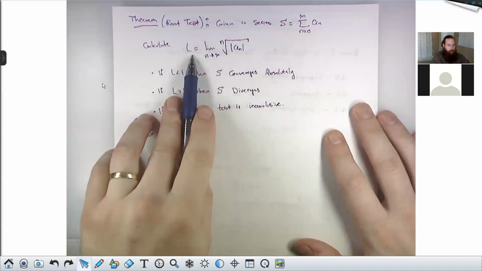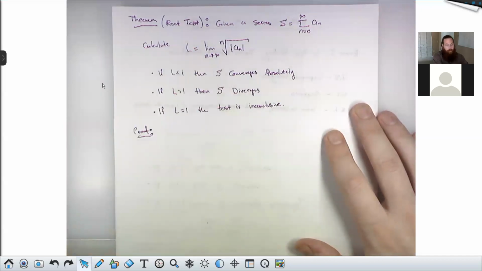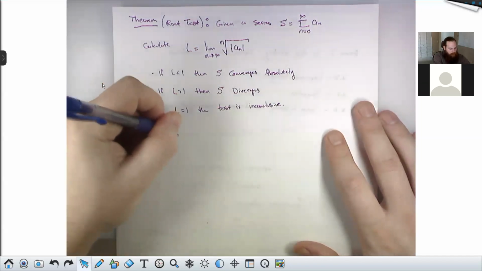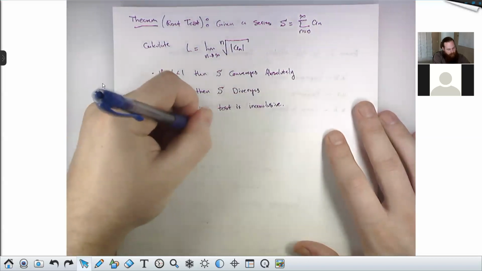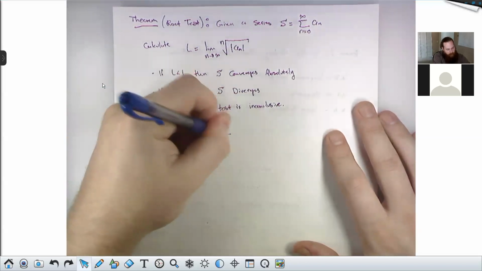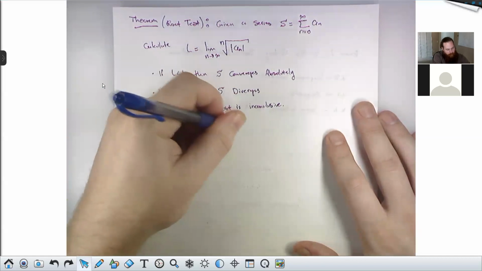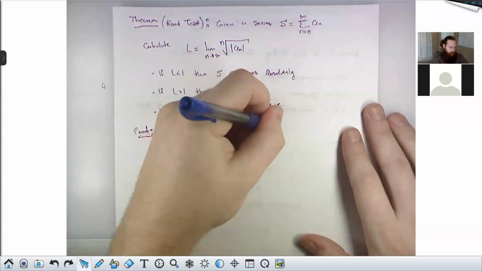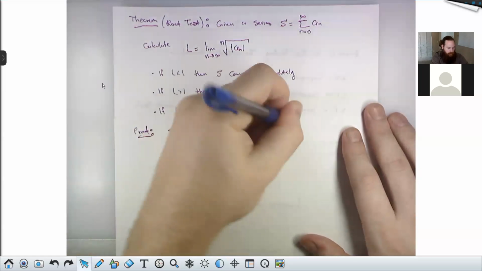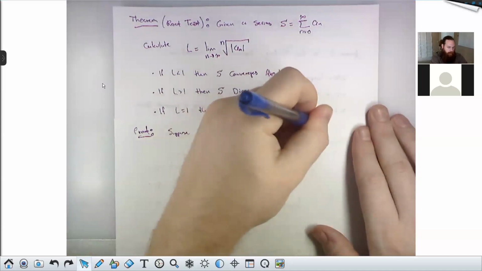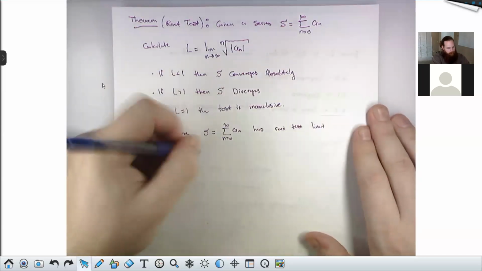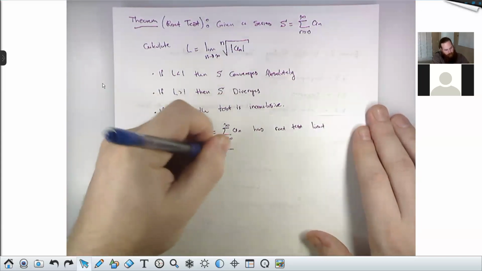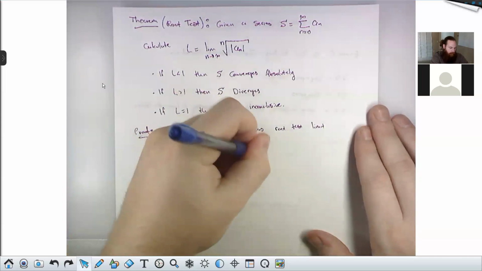The number L you get out from the root test is always the same as the number L you get out from the ratio test. That's a fun fact that's hard to prove. But let's suppose S is sigma a_n, sum from wherever to infinity, has root test limit L equal to the limit as n goes to infinity of the nth root of the absolute value of a_n, smaller than 1.